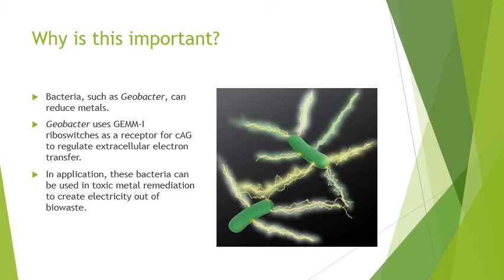A geobacter is a bacteria that reduces metal. Geobacters use GEMM I riboswitches as receptors for a CAG. We talked about what a CAG is, and it regulates extracellular electron transfer, which we talked about in the previous slide. The way that they're applicable is when these bacteria can be used in toxic metal remediation to create electricity out of biowaste.